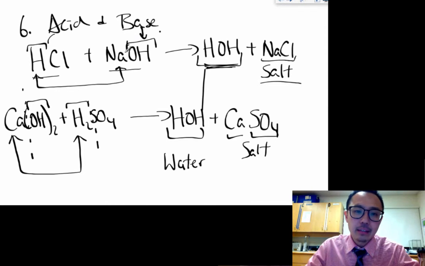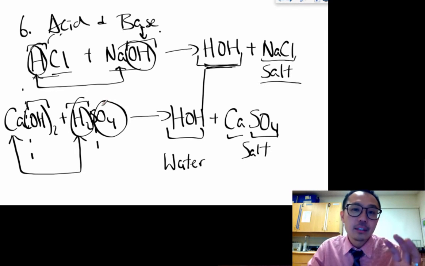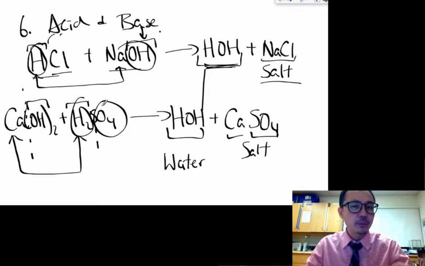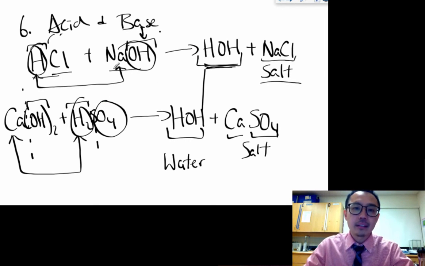How do you know if it's a base? Hydroxide. How do you know it's an acid? H and something else. Okay, this is the general part. Once we get into real acids and bases, you're going to see there's different definitions, but this is just the basic 6 types of reactions, and you can use this to predict.